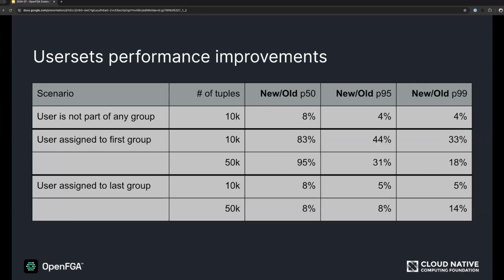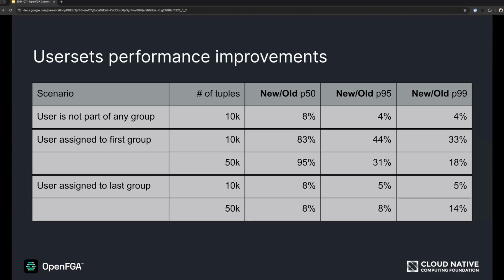So in the first case, let's say that we have 10,000 groups assigned to a document, but we want to check whether a particular user, who is not part of any group, has access, and see what the performance is. With our new algorithm, the latency is only 8% of what we saw before. So we can interpret that as about 12.5 times improvement for P50.